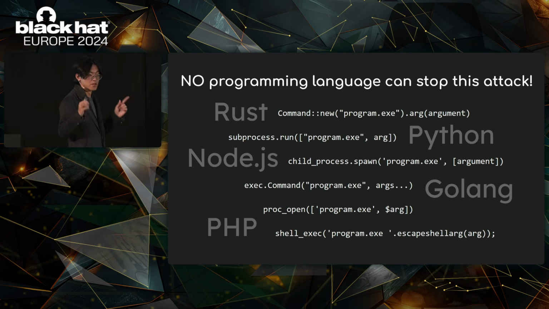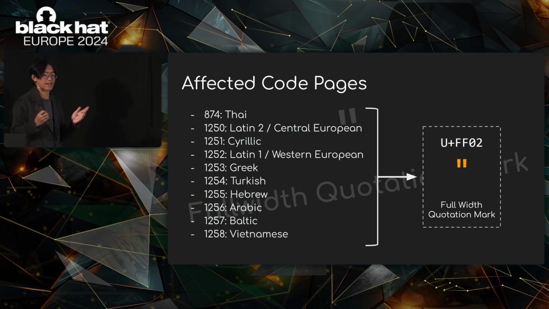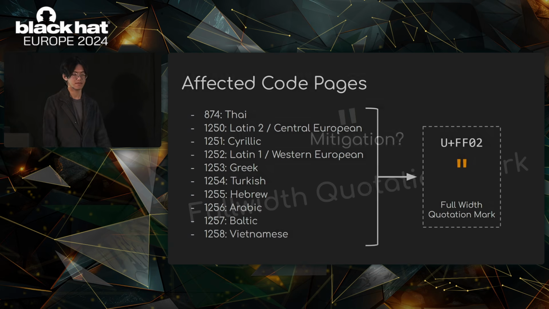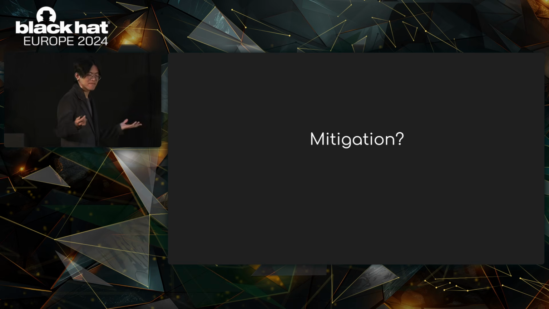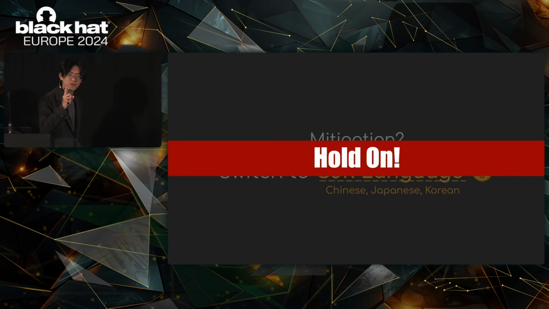And what's worse is that no programming language can stop this kind of attack. For example, Rust, Python, Node.js, Golang, PHP: even if you use the correct function to execute the command, you cannot avoid this kind of attack. And all of these code pages are affected, because all of them will convert this full-width quotation mark into a normal double quote. So for mitigation, you need to switch to a CJK language, which is Chinese, Japanese, or Korean. But wait, I think we forgot one thing.